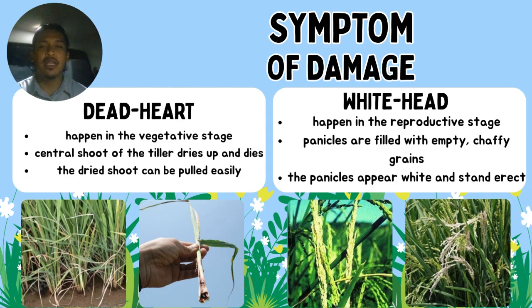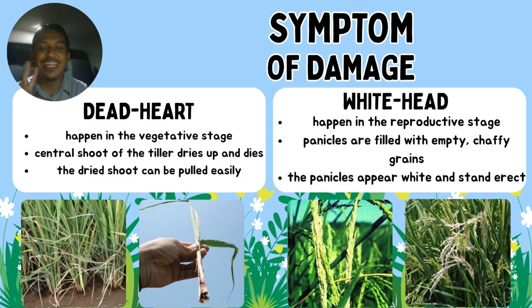Whitehead happens in the reproductive stage. Panicles are filled with empty chaffy grains. The panicle appears white and stands erect. As you can see, most paddy when full with grain bends over because the heavy grain fills up at the top. But whitehead, where the paddy has been infected by white stem borer, is filled with empty and chaffy grain.